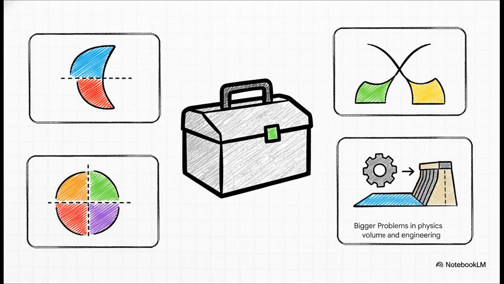All right, let's wrap this up. What are the big takeaways? First, the basic move. Integrate top minus bottom. If the curves cross, no big deal. Just split the problem into pieces. And don't forget your secret weapon. Sometimes it's way easier to think right minus left.